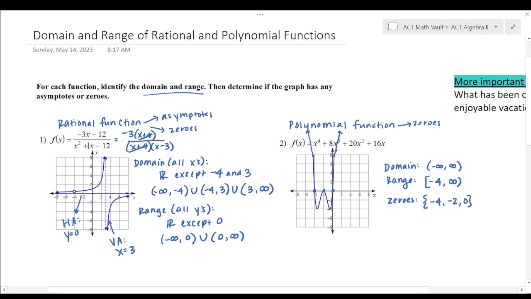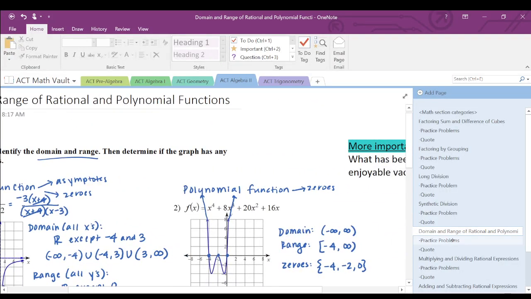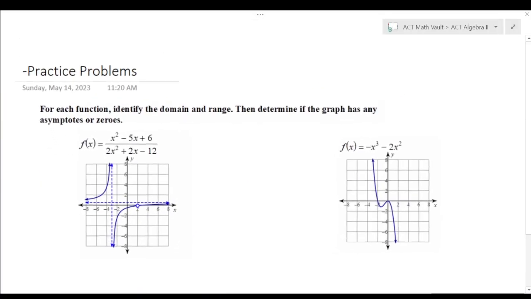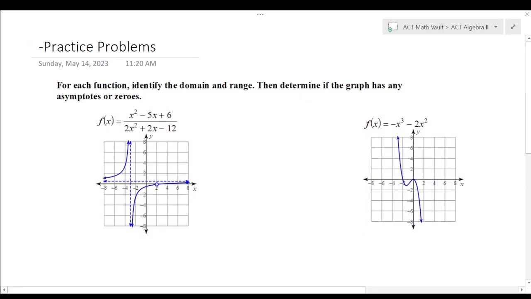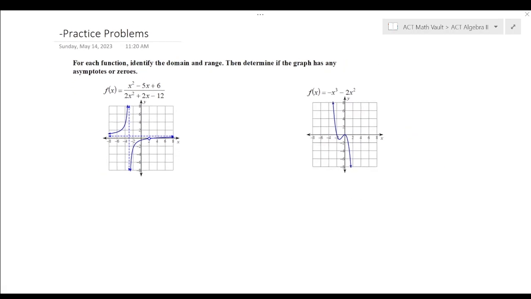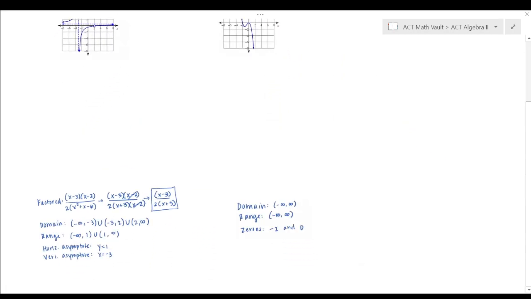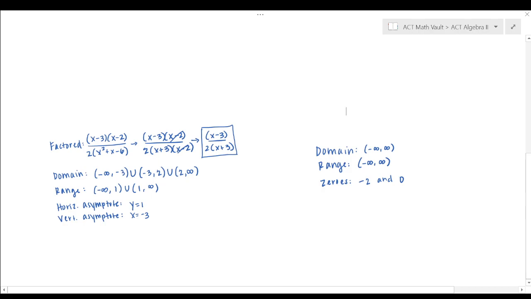Now, moving on, there are some practice problems right here. Feel free to pause the video if you'd like to try them before I reveal the answers. For the first one, we need to factor it out and write domain, range, and asymptotes. The second one, just domain, range, and zeros.